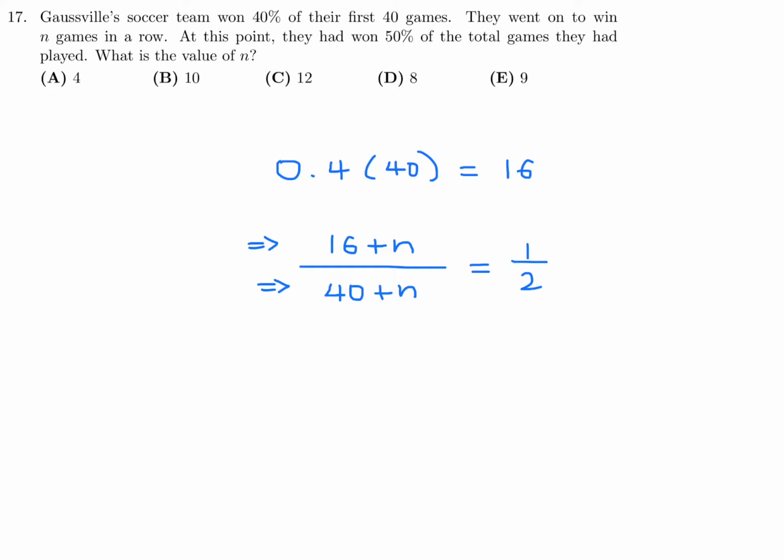That's the equation. So now we just cross multiply. It'll be 32 plus 2N, and this would be 40 plus N. So N is equal to 8. And that's it. Number 17, the answer is D.